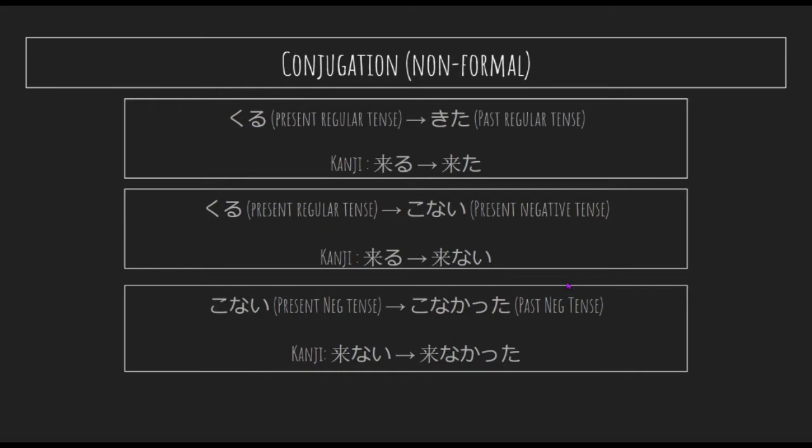Conjugating into the present negative tense, things will change a little bit. You still have to add nai at the end of the word. However, ku does not become ki, but rather ko. So we have kuru into konai. And of course we have the kanji versions right under here. And finally, conjugating into the past negative tense, from konai into konakatta. So very straightforward, and it mainly follows the rules of conjugation other than changing the first character sound.